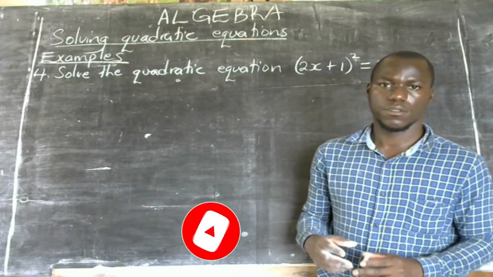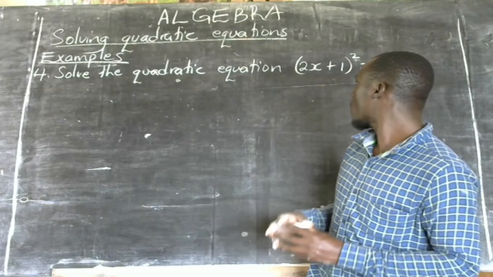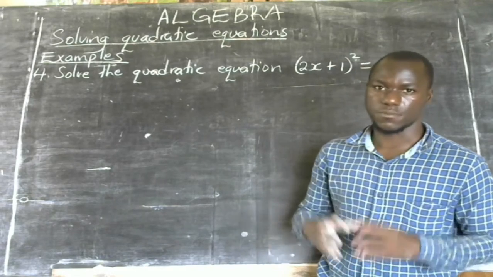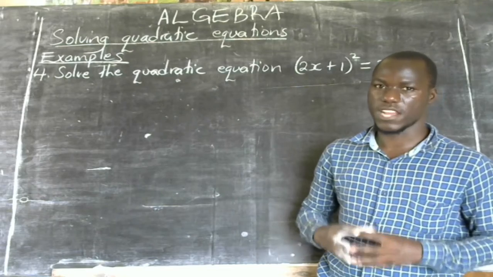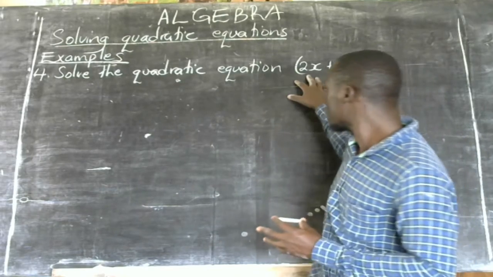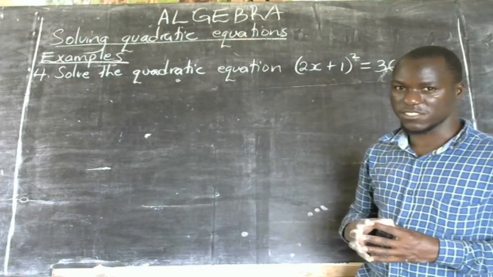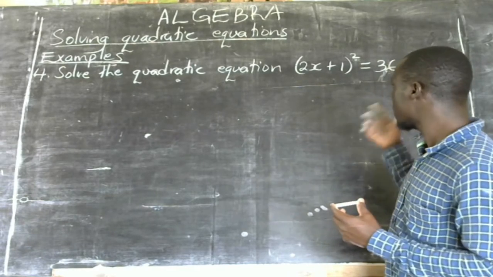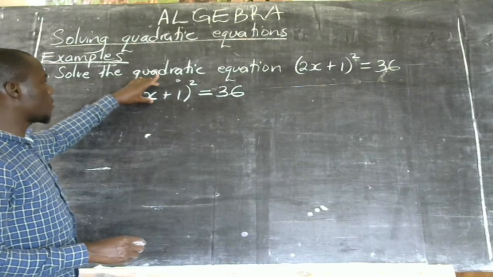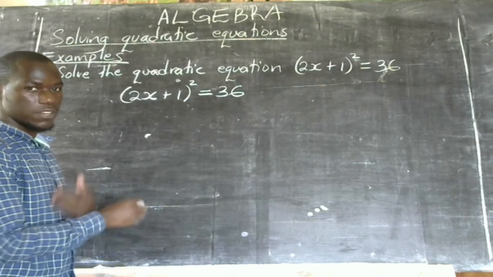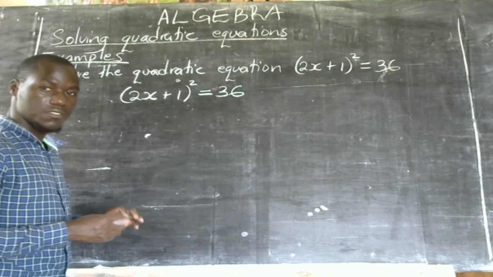Example 4. Solve the quadratic equation (2x + 1)² = 36. Now, this equation on the left hand side is already factorized, so you don't need to factorize any further. Don't try to expand, because expansion is the opposite of factorization. That means the left hand side is already factorized.